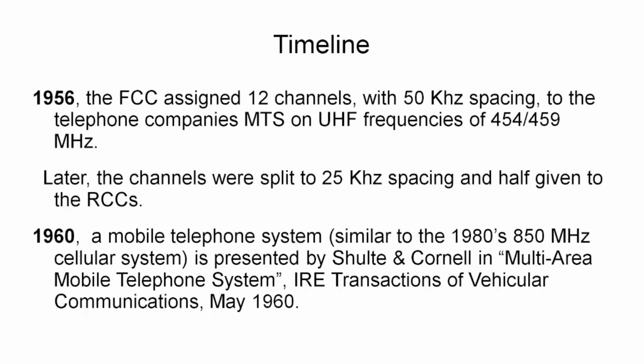1956, FCC assigned 12 channels with 50 kilohertz spacings to the telephone companies' mobile telephone services on UHF frequencies of 454 and 459 megahertz. Later, the channels were split into 25 kilohertz spacings and half the channels given to the RCCs. In 1960, a mobile telephone system similar to the 1980s 850 megahertz cellular system was presented by Schulte and Cornell in Multi-Area Mobile Telephone System and the IRE Transactions of Vehicular Communications.